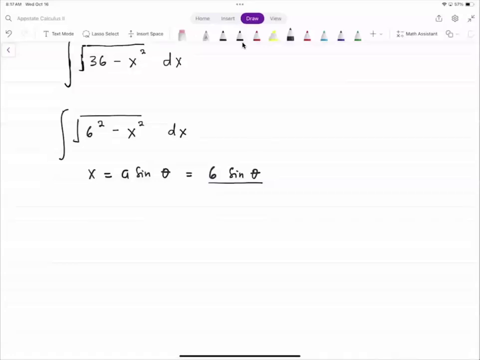So we can see from here that we said x is 6 sine theta. Okay, what is dx? If you differentiate this, what do you get? You are going to get 6 cos theta d theta. Correct?